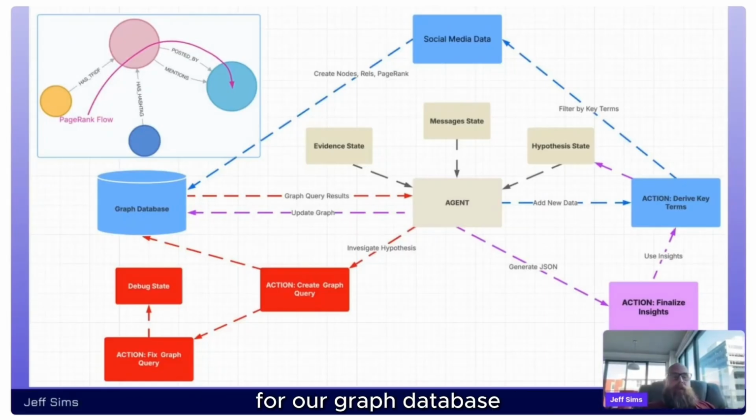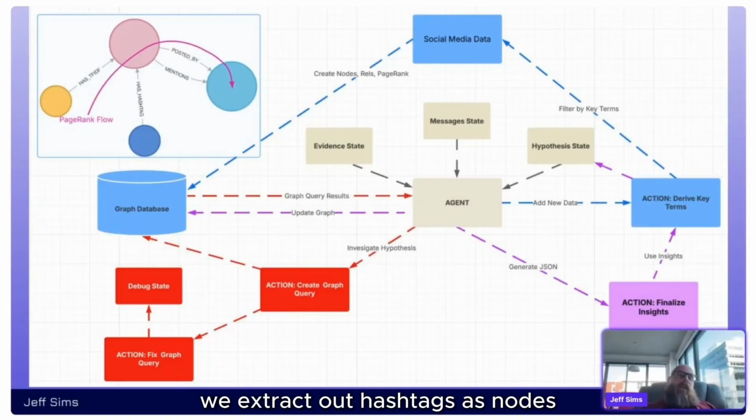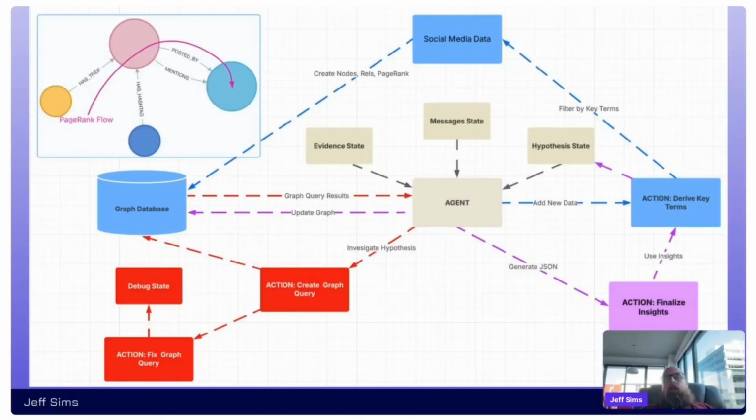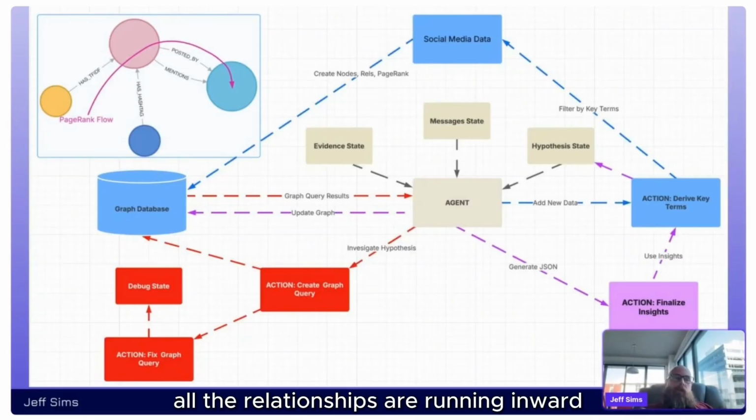To the left, for our graph database, we're using Neo4j. Above it, you can see the data model: the large blue node is users, the pink node is tweets. We extract out hashtags as nodes, and we also run TF-IDF, term frequency inverse document frequency, over the tweets. Basically, we're just looking for important terms in the tweets in relation to the tweet corpus as a whole. And we extract out the top two highest scored terms per tweet and graph them as TF-IDF nodes, denoted in yellow. So you might notice all the relationships are running inward directionally towards the user.